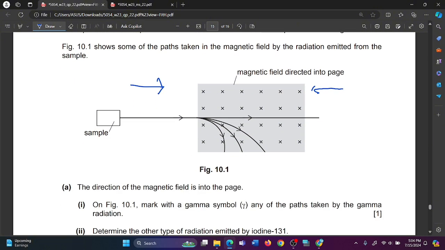The question says to mark with the symbol gamma any of the paths taken by the gamma radiation. We know that gamma radiation is a photon. It does not have any mass, thus it does not have any charge, so it won't be affected in a magnetic field. It will just go straight through the magnetic field. Thus, this ray is the gamma radiation, as its path is not affected by the magnetic field.